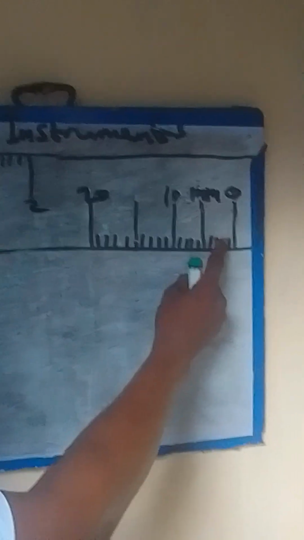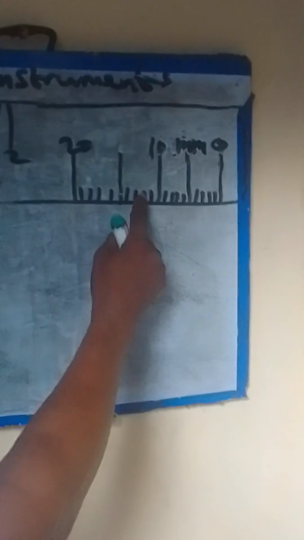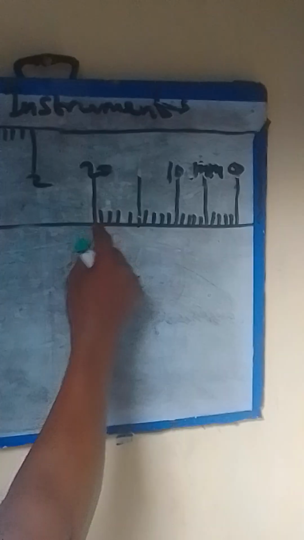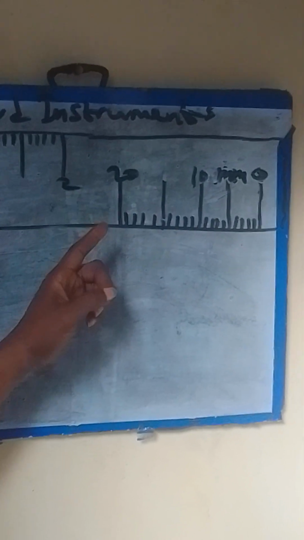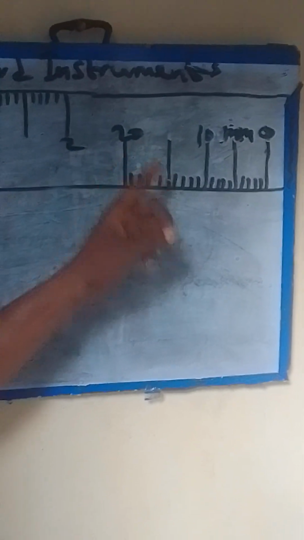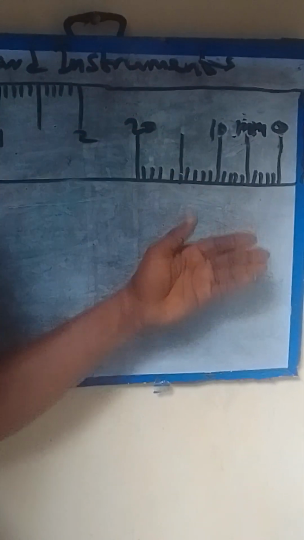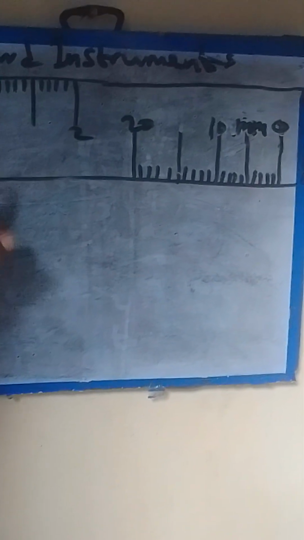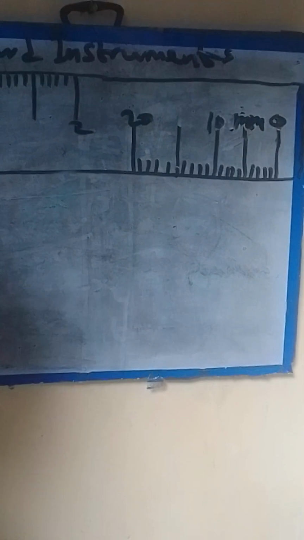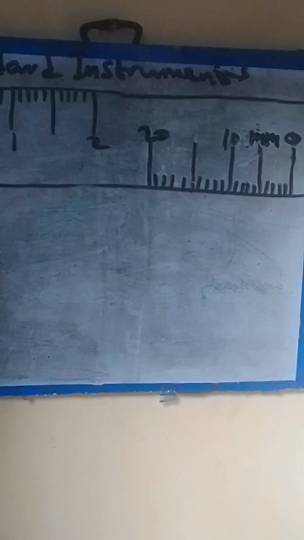So from 0, 1, 2, 3, 4, 5, 6, 7, 8, 9, 10. You can see 10, 11, 12, 13, 14, 15, 16, 17, 18, 19, 20. So that is the least or the smallest division of a meter rule or a measuring tape. You can call it the least count, or you can call it accuracy in millimeters. In centimeters, the smallest division of a meter rule is 0.1.